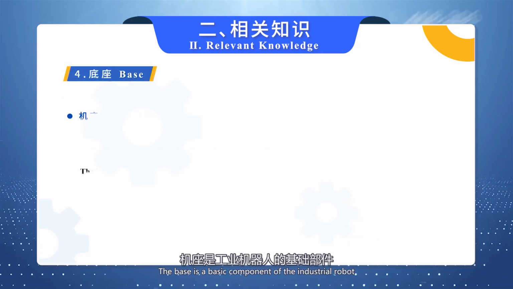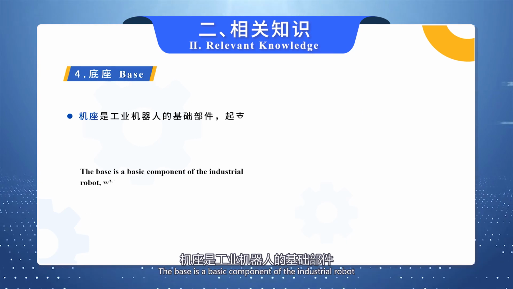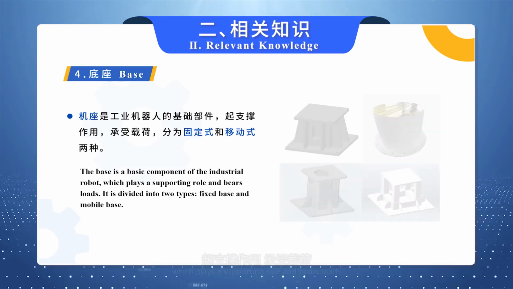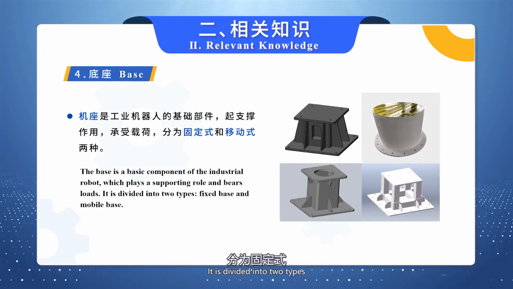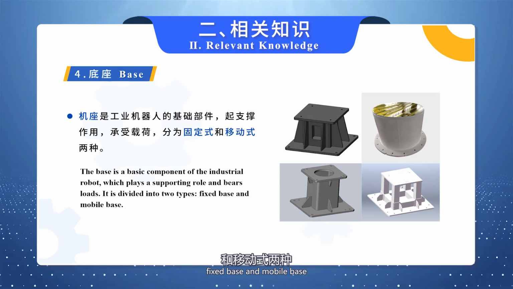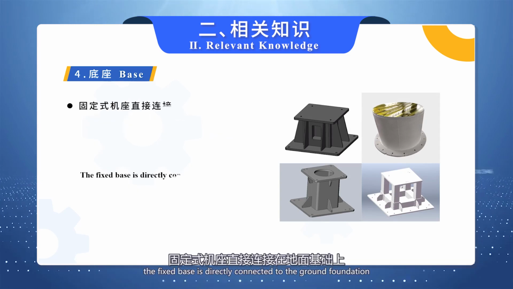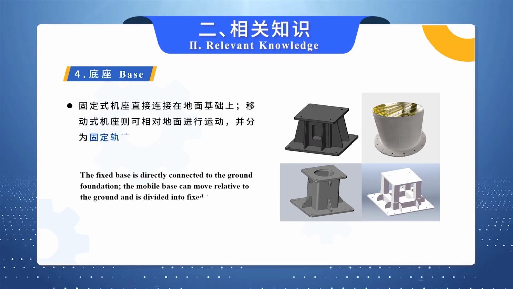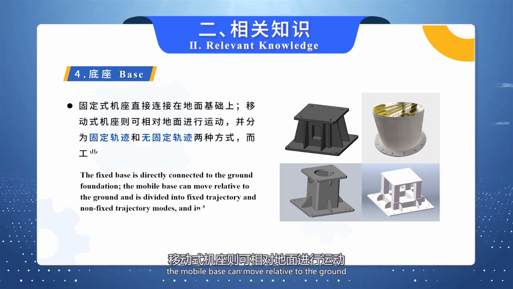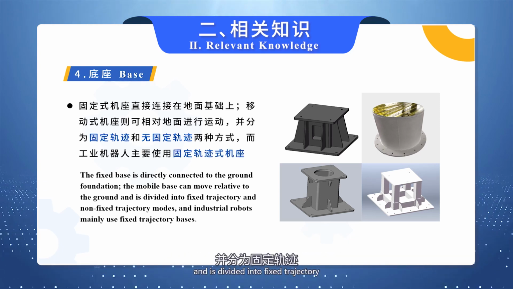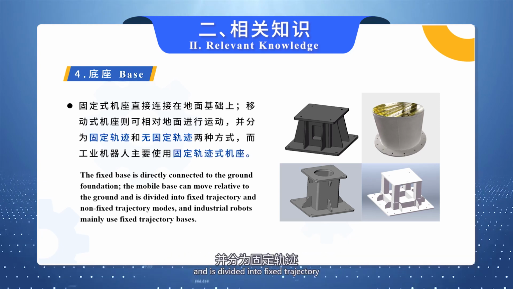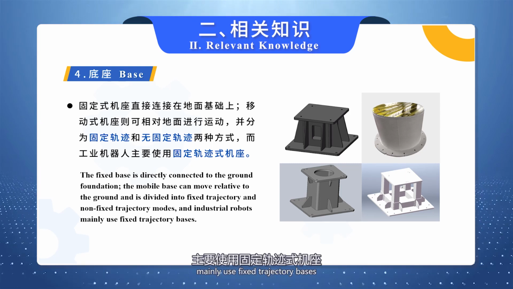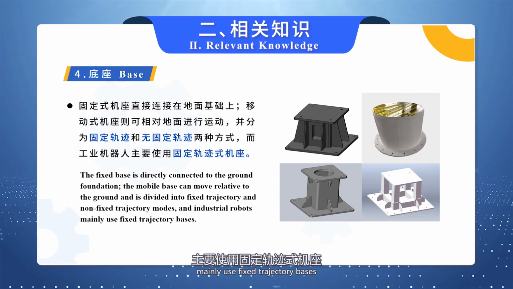Base. The base is a basic component of the industrial robot, which plays a supporting role and bears loads. It is divided into two types, fixed base and mobile base. Among them, the fixed base is directly connected to the ground foundation. The mobile base can move relative to the ground and is divided into fixed trajectory and non-fixed trajectory modes, and industrial robots mainly use fixed trajectory bases.